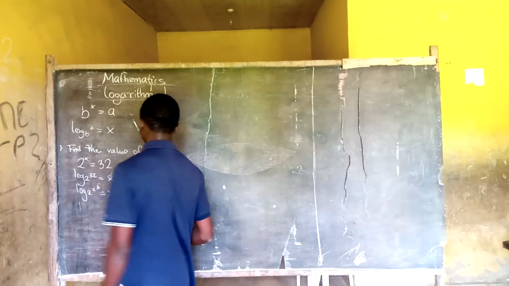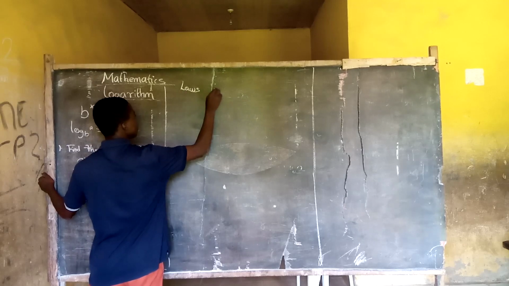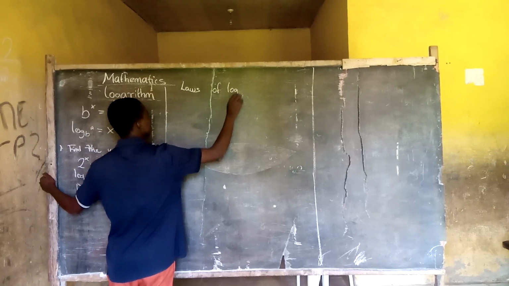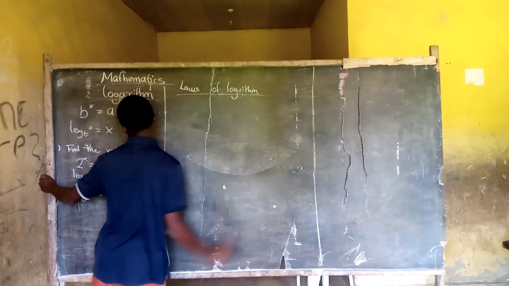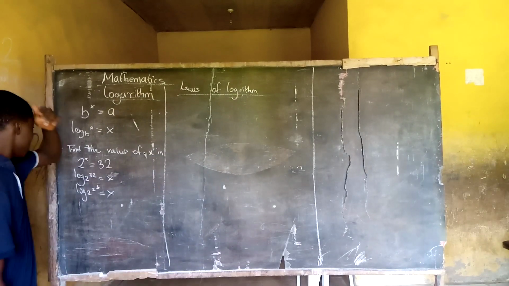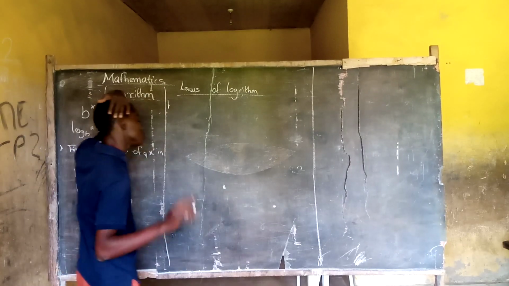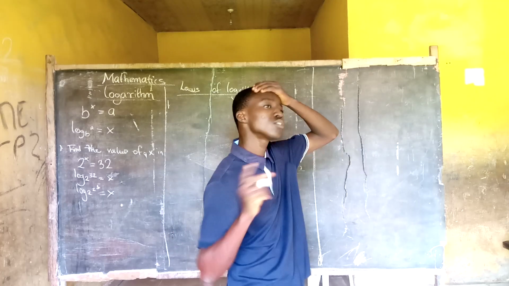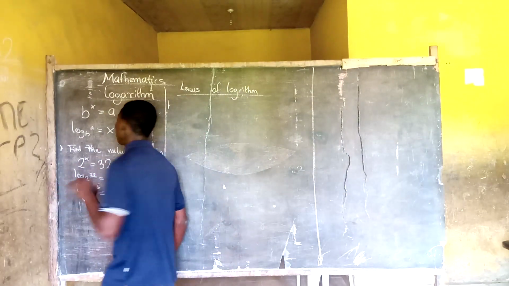So the laws of logarithm. Okay, now when we talk about the laws of logarithm, I said we have 5 laws. The first law is the addition law, the second one is the subtraction law, the third law is the power law, and so on.